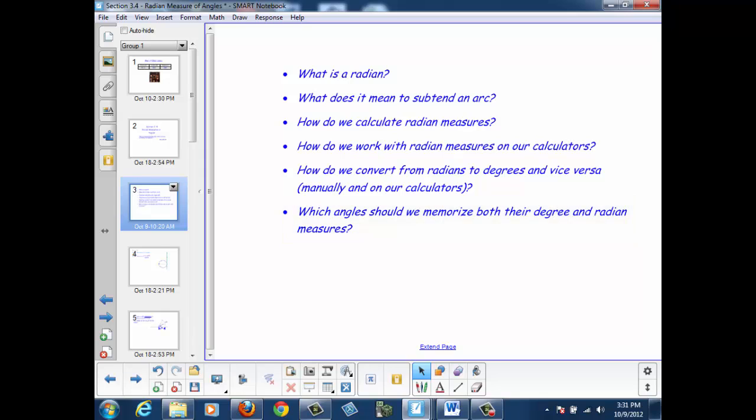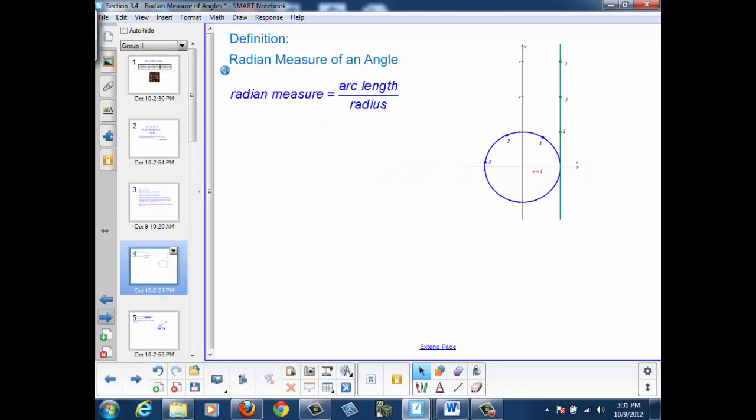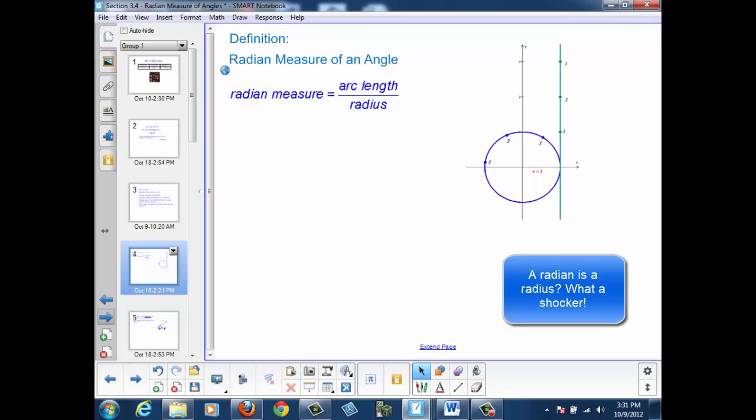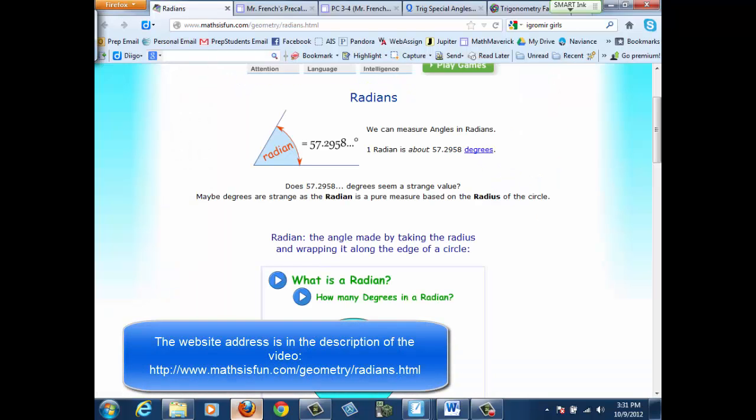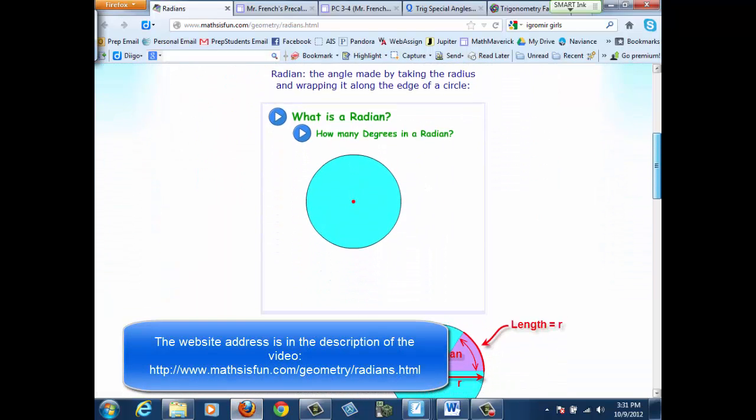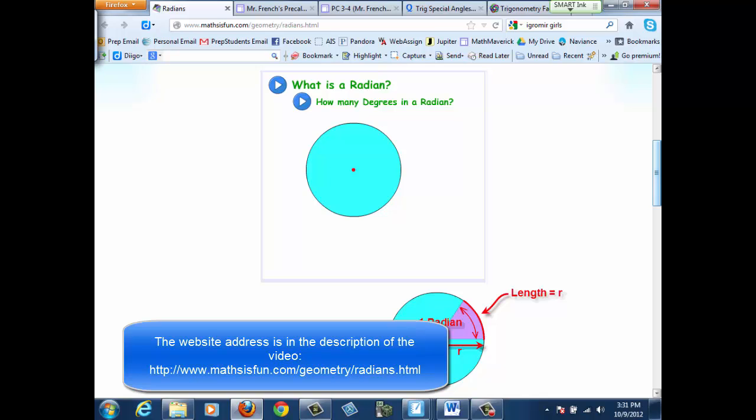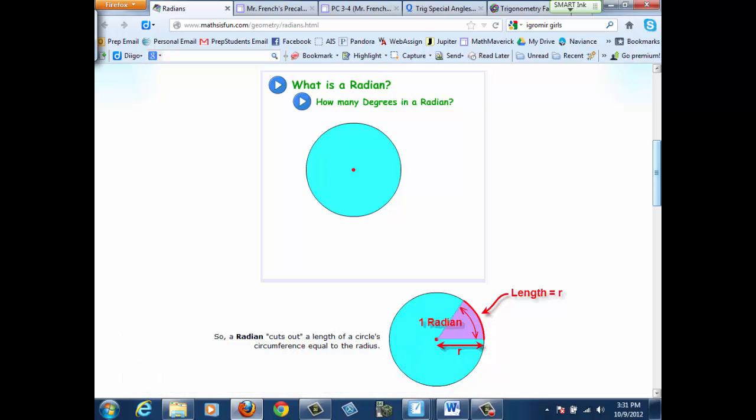All right, well, let's start with the first question. What is a radian? Well, here's a surprise. A radian is a radius. Who would have seen that coming? But what does that mean? Well, here's a website that explains that a radian measure is just the arc length around the circle divided by the radius. A radian is a radius wrapped around the circumference of our circle.